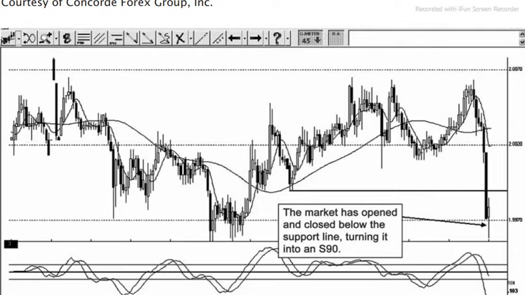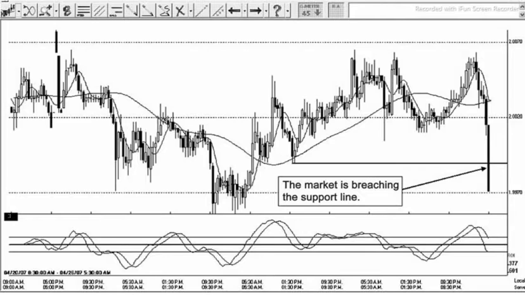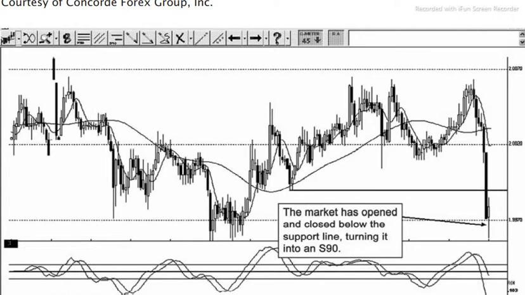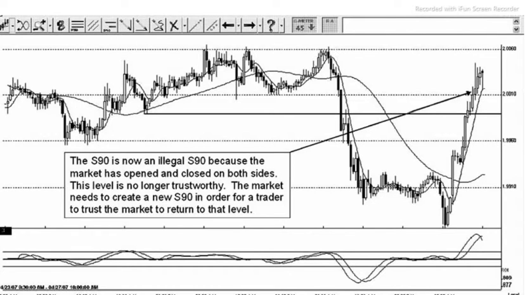This determination is based on whether the line is breached. This is also where the illegal or legal aspect of the level is determined. This figure is an illustration of a support line breach. In this figure, the market has opened and closed below the support line, turning it into a legal S90. This figure is an illustration of an illegal breach.